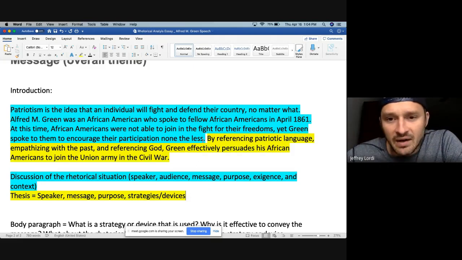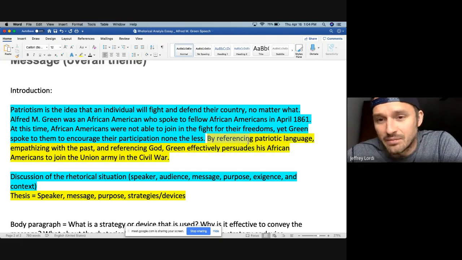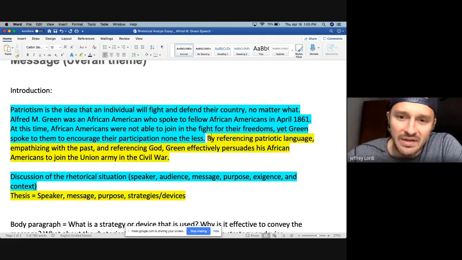So I think everyone can start their theses this way: by referencing blank, by using blank, by bringing up blank, by discussing blank, right? I think you can use that for all of them. So I'm going to talk about by referencing patriotic language, empathizing with the past, and referencing God. Those are my three strategies.